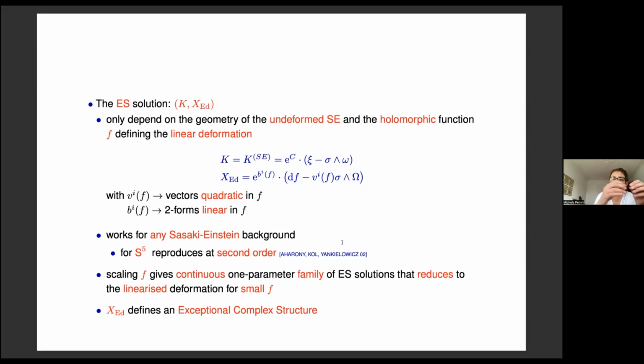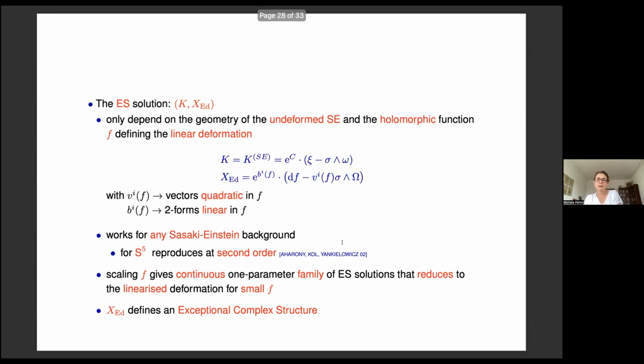And the solutions, when F is very small, reduce to the linearized deformations. And what is important is that these linearized deformations are solutions of the full set of equations. They're really solutions of these type 2D supergravity equations.